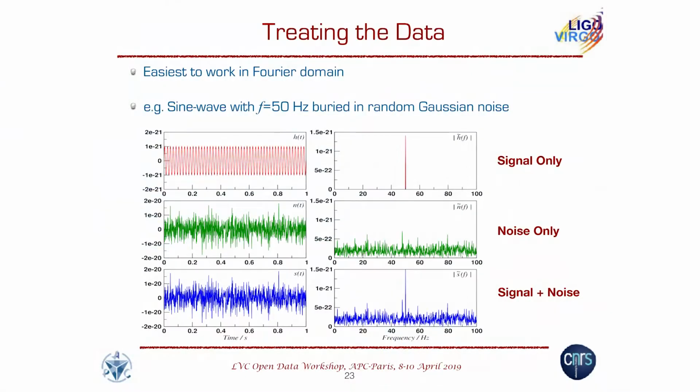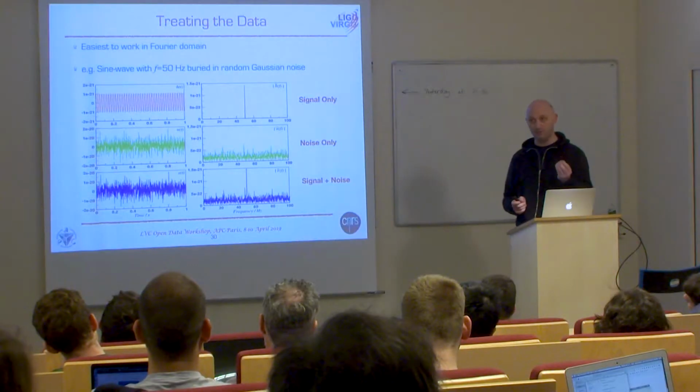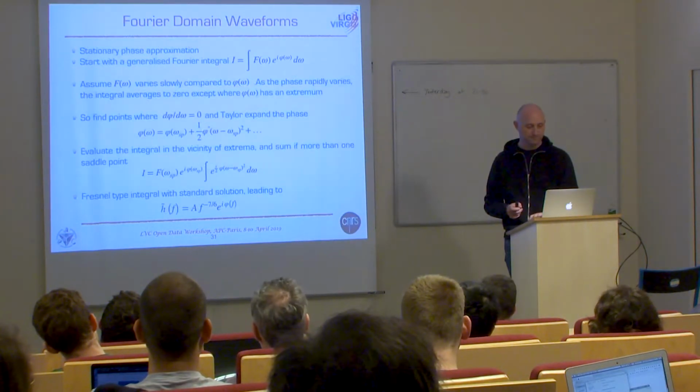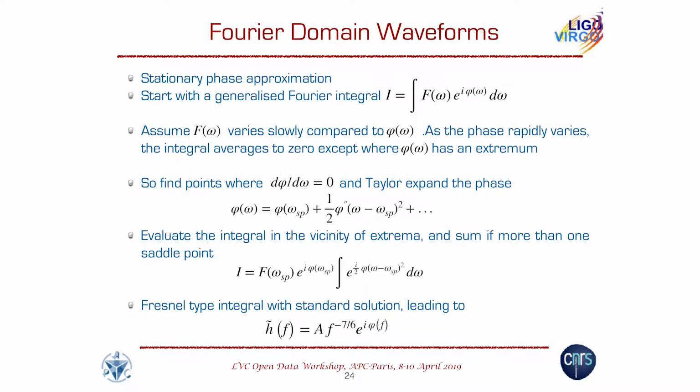However, if I now shift to the Fourier domain, if I took the Fourier transform of the noiseless signal, I would see this delta function at 50 Hertz. You can see if I come down here that by taking the Fourier transform, my signal now stands up way above the noise. So this is one of the main reasons for working in the Fourier domain. Because of that, we need Fourier domain waveforms.